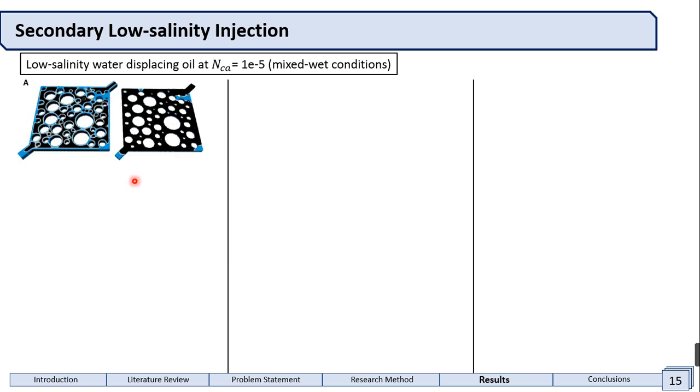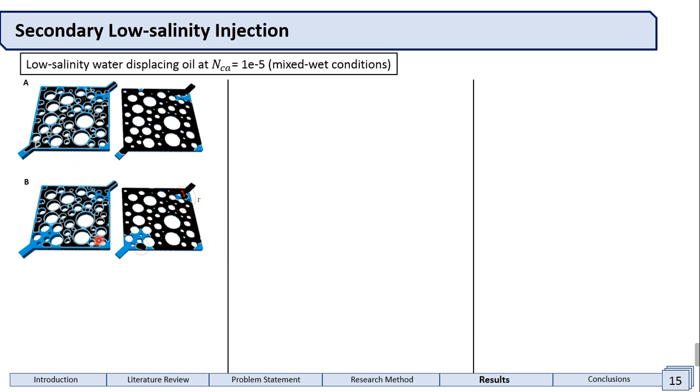Oil production starts as low-salinity water is being injected. In each illustration, the figure on the right is the lower half of the whole geometry, which lies on the left, to provide the pore-scale displacement in detail.